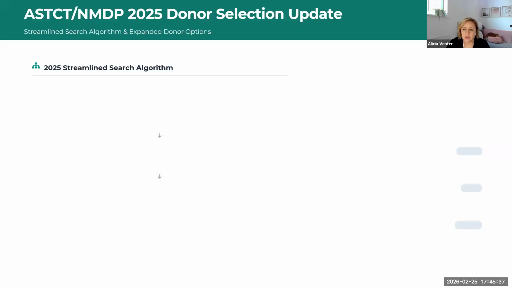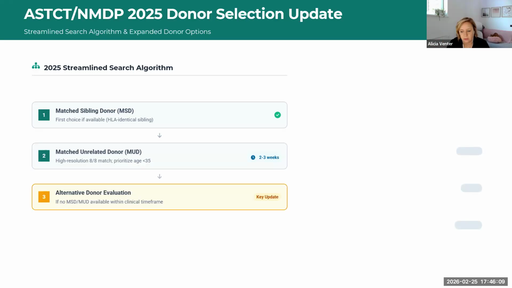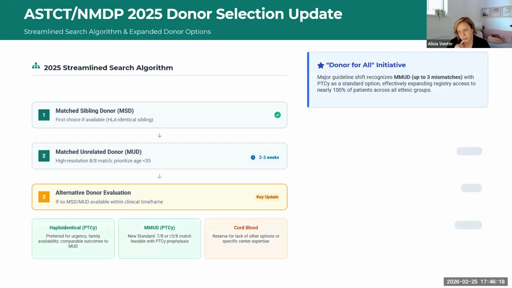For ASTCT NMDP, so North America, Canada, they have this little algorithm. First, a matched sibling donor is always your first choice. If that's not available, a matched unrelated donor, high-resolution typed 8 out of 8, but you should prioritize a donor under the age of 35. But if that product cannot be obtained or procured within 2 to 3 weeks, you need to do an alternative donor evaluation. Those alternative donors include the haplo donor, the multiple mismatch donor, and even cord blood.